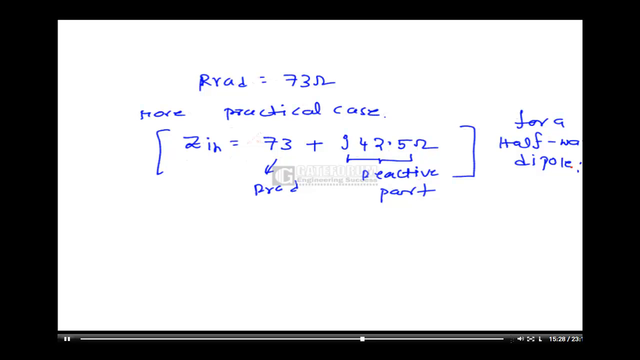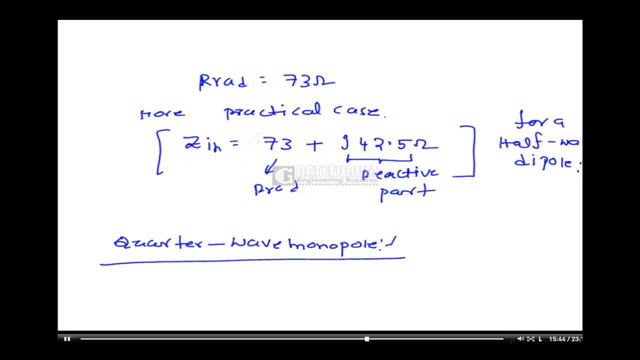The next one is quarter wave monopole. Quarter wave monopole. This is a very interesting one.